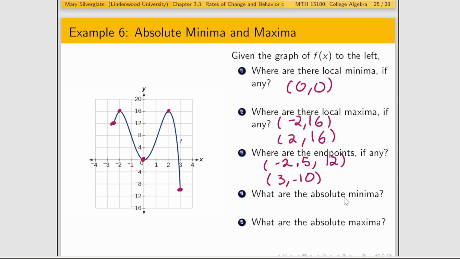If we're looking for the absolute minima, we're looking at the lowest of all minimum. So here the lowest y value of all the minima appears here at 3, -10. So that's going to be at 3, -10. When it comes to absolute maxima, we actually have a tie. So we have a tie between -2, 16 and 2, 16.